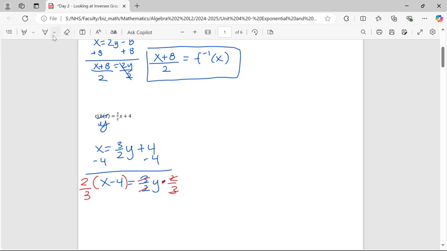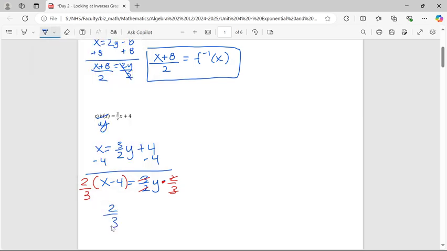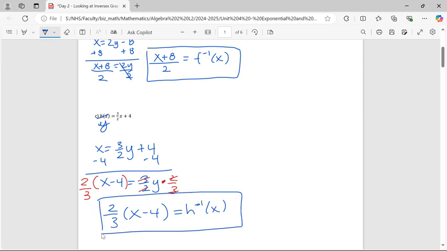Go ahead and do that. So now we're going to have 2/3 times the quantity x minus 4 equals y. And again, we don't want to leave it as y. We want to go back to our original function notation. It was h, so h inverse of x, because that is the inverse. And that is our answer right there.